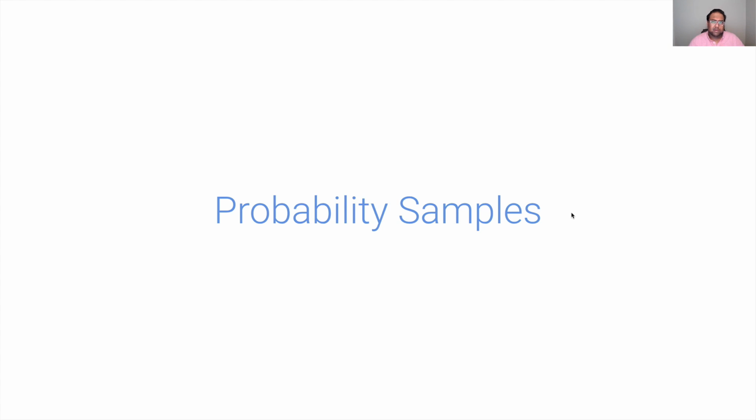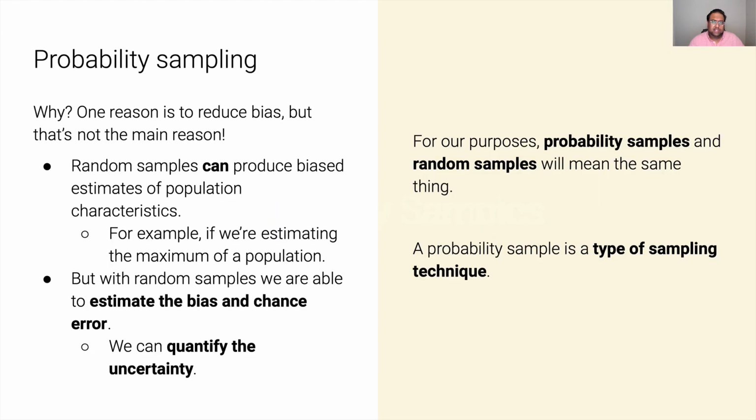Let's now talk about probability samples. In the slide that comes after this one, we will define what it means for a sample to be a probability sample. But first, let's think about why we might want to do such a thing in the first place. One reason for using probability sampling is that it reduces the bias in our collected sample. But that's not actually the main reason.